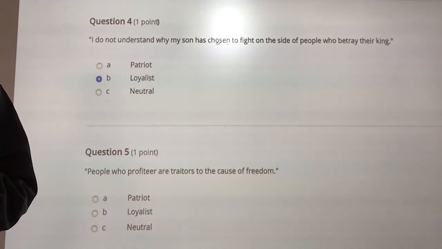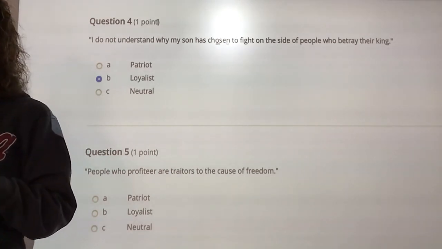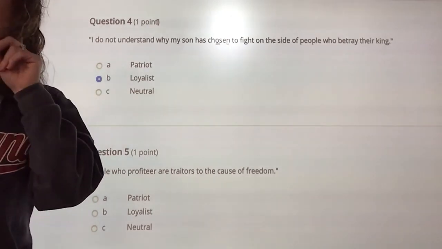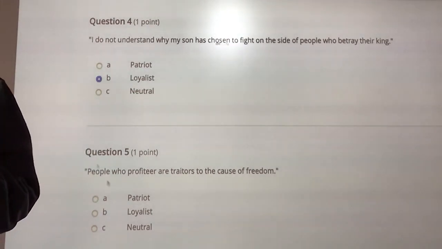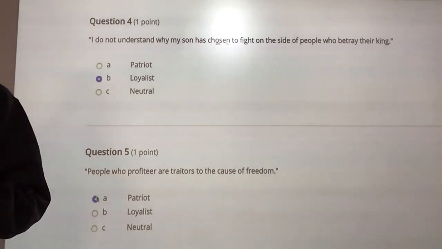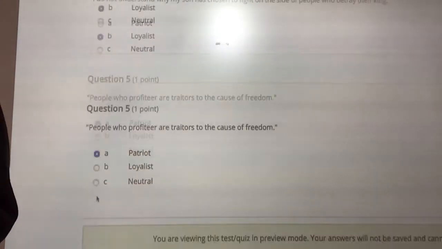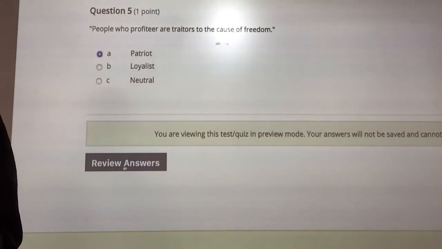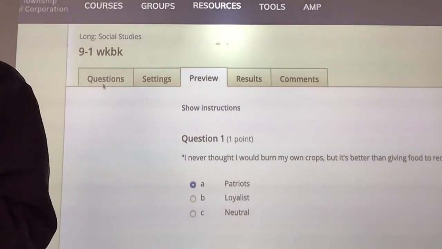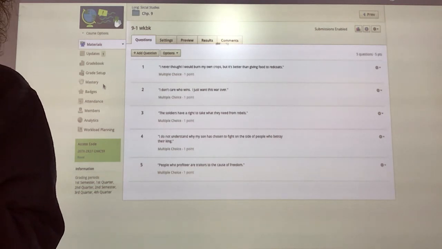All right. Question 5. People who profiteer are traitors to the cause of freedom. Ooh, who would say that one? Claire? What's that? Patriot. Yeah, patriots. So they're trying to work for freedom, and profiteering was not something that they would have done. So you're going to hit review answers and then submit. Mine won't let me do it. Yeah. Okay. And hopefully we should all have 100%.